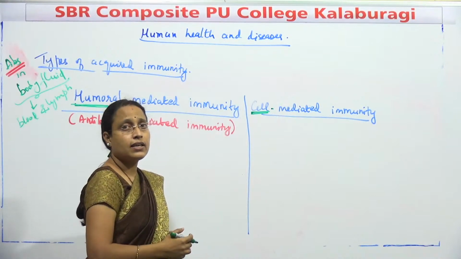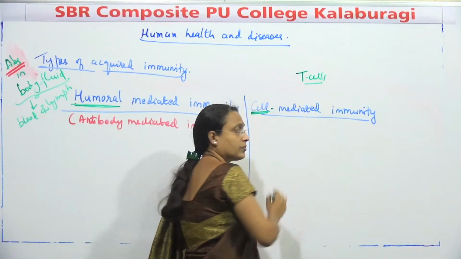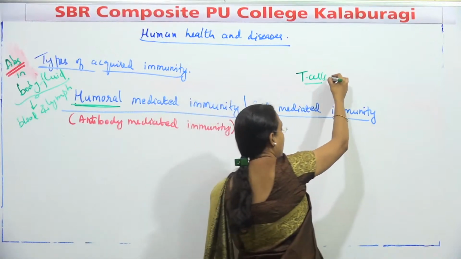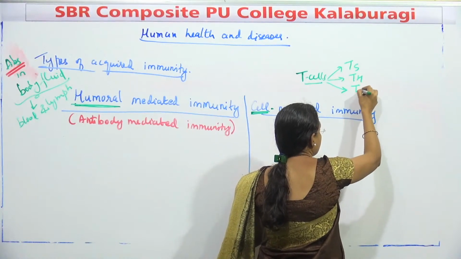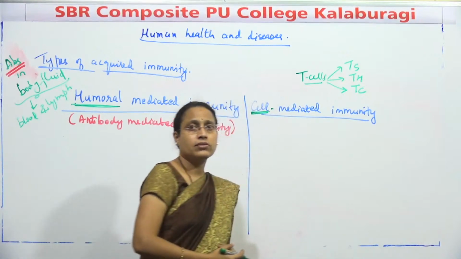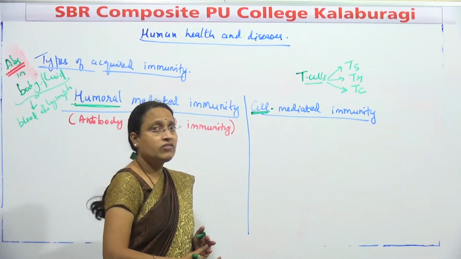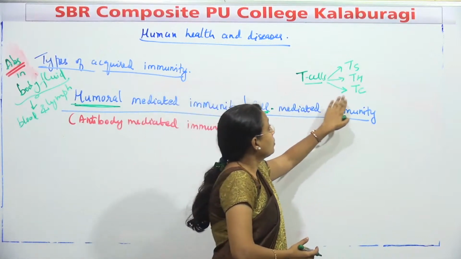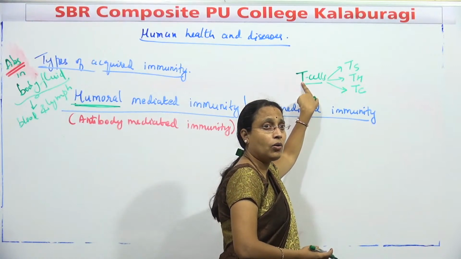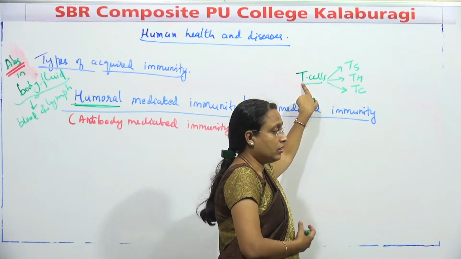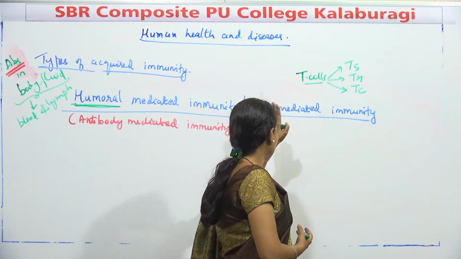Okay. Which are the cells here? Remember, the main cells will be T cells. In this, there can be types like T suppressor cells, T helper cells, T cytotoxic cells, like this. Got? So these are some of the T cells. T stands for thymus, where they get matured, which you already studied in the hormone chapter, the last chapter in the 11th class. So these T cells will mediate this immunity.